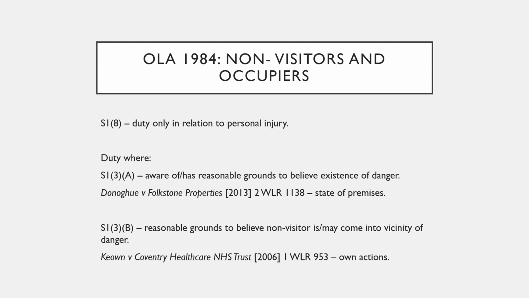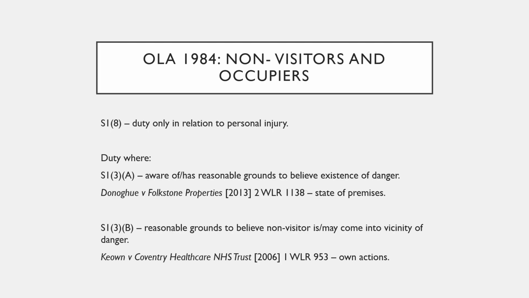So in the 1984 Act, we look at non-visitors and the occupier's duty towards them. In section 1A, it basically says that this duty is only in relation to personal injury, unlike with visitors where it's personal injury and property damage. And this duty exists where the defendant is aware of or has reasonable grounds to believe in the existence of danger. An example of this was in Donoghue.